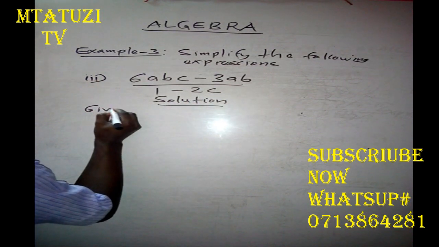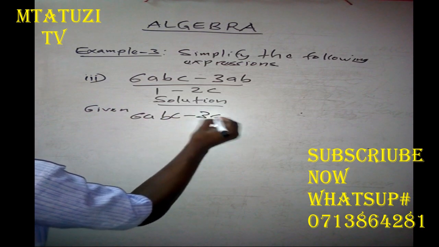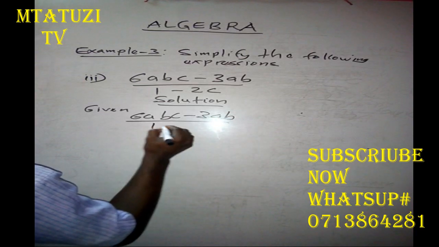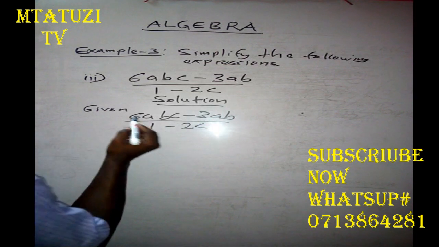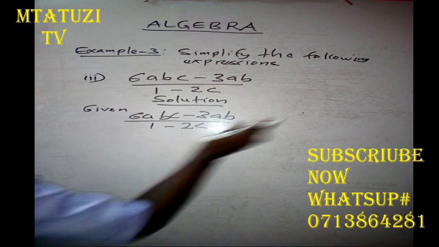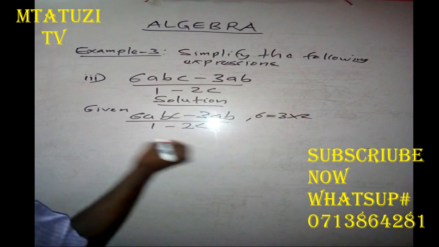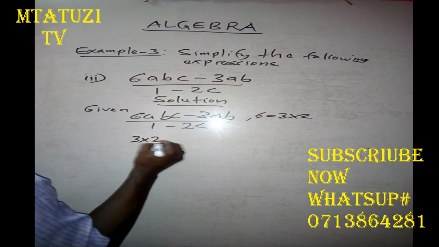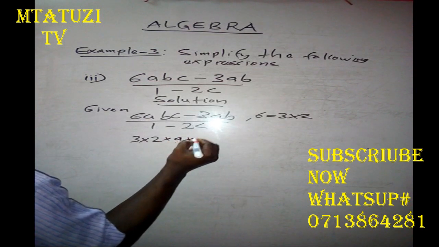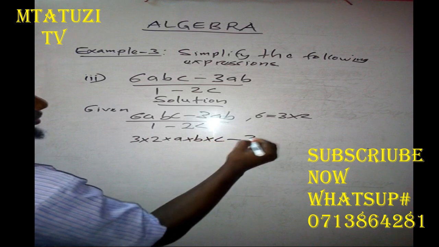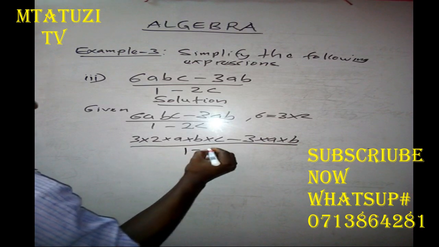Given: 6ABC minus 3AB divided by 1 over 2C. So factor out the common term. Remember, 6 is a multiple of 3 times 2. So instead of 6, write its multiple: 3 times 2 is equal to 6, times A times B times C, minus 3 times A times B, divided by 1 minus 2C.